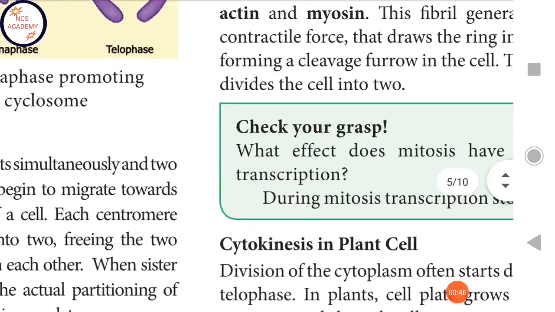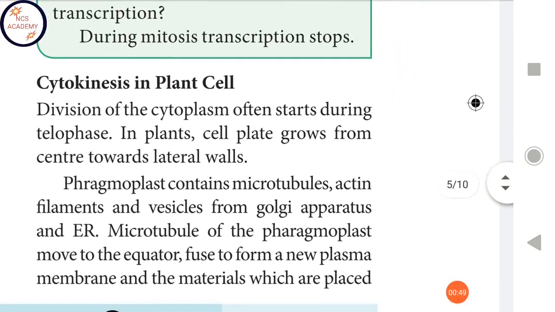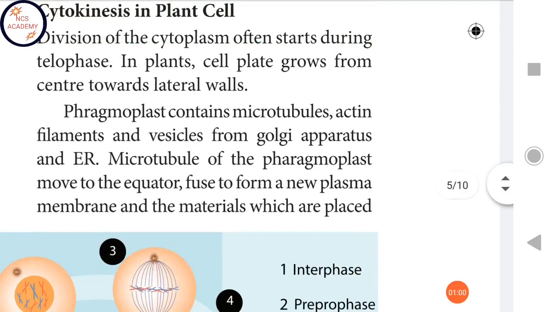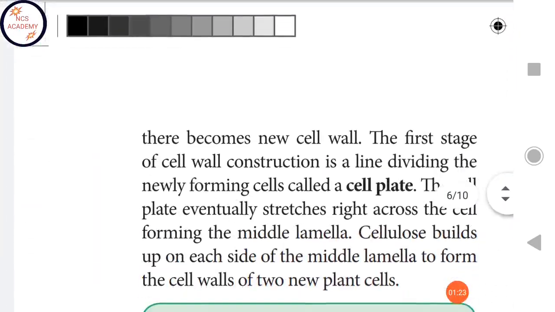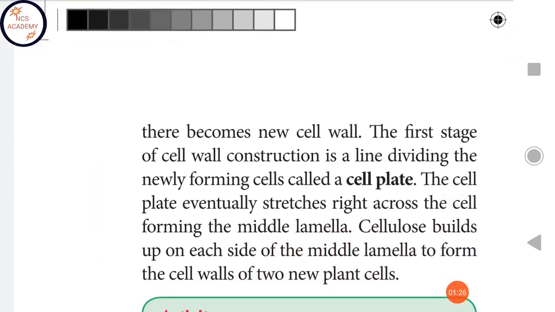But in the case of plant cell, division of the cytoplasm often starts during the telophase itself. In plants, the cell plate grows from the center towards the lateral walls. Likewise, the phragmoplast contains microtubules, actin filaments and vesicles from the Golgi apparatus and the endoplasmic reticulum. Microtubules of the phragmoplast move to the equator, fuse to form a new plasma membrane, and the materials which are placed there become the new cell wall.